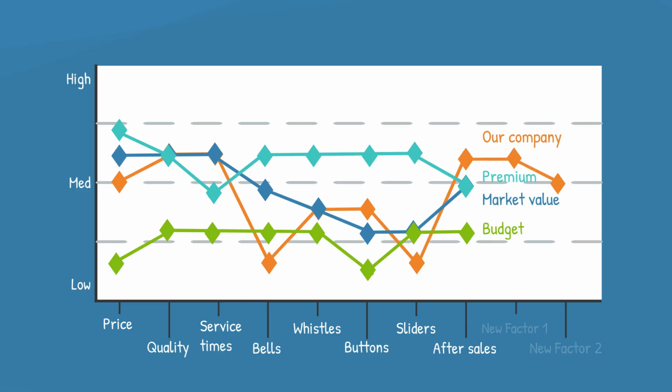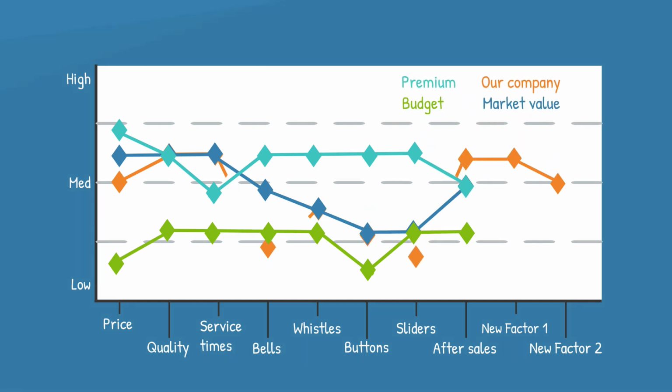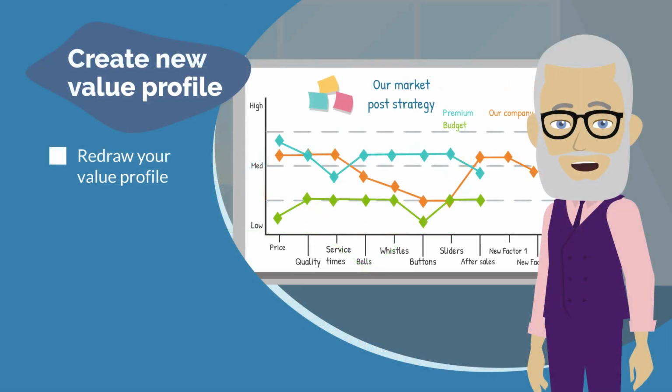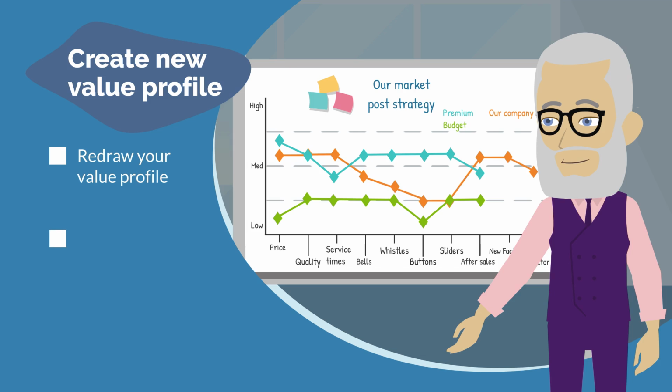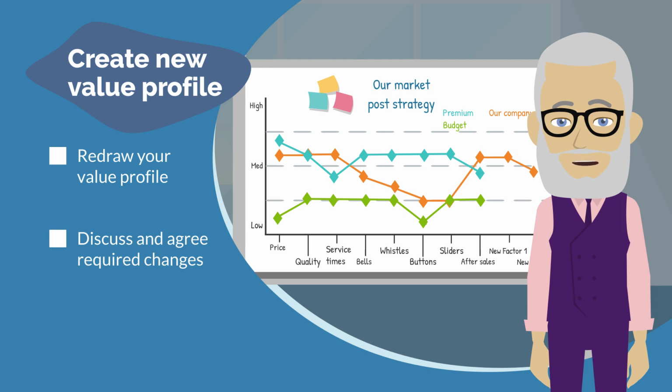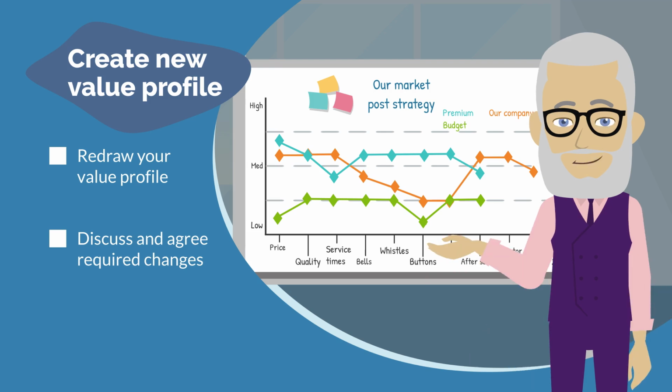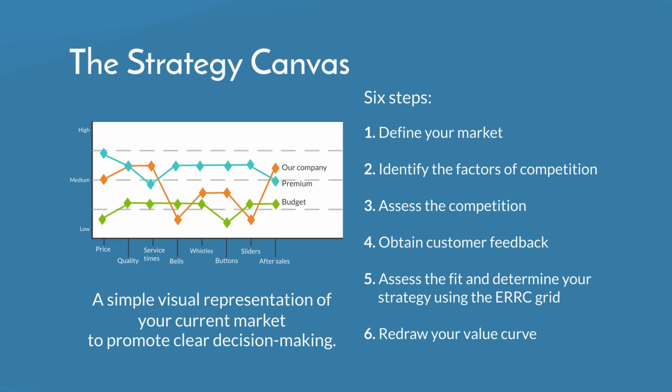The final step is to redraw the profile of your organization based on the outputs of your ERRC grid and the customer values attributed to each of the competition factors. A simplified future state strategy canvas will enable you to easily visualize the best fit value profile. Use the canvas to discuss and agree with your team what the redefined factors will look like in reality and what changes will be required. In our next video, we will look at an example of the strategy canvas.